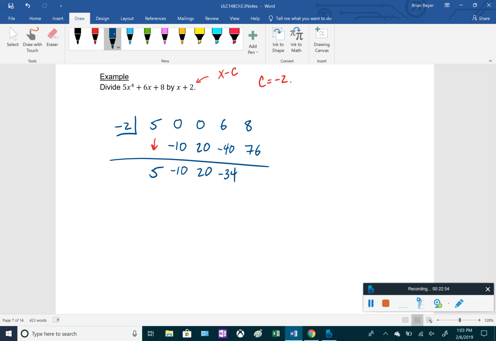Negative 2 times negative 34, 76. 8 plus 76 is, oops, just kidding. Negative 2 times negative 34 is 68. And then 8 plus 68 is 76. There we go. Once again, keep in mind that this is the remainder.